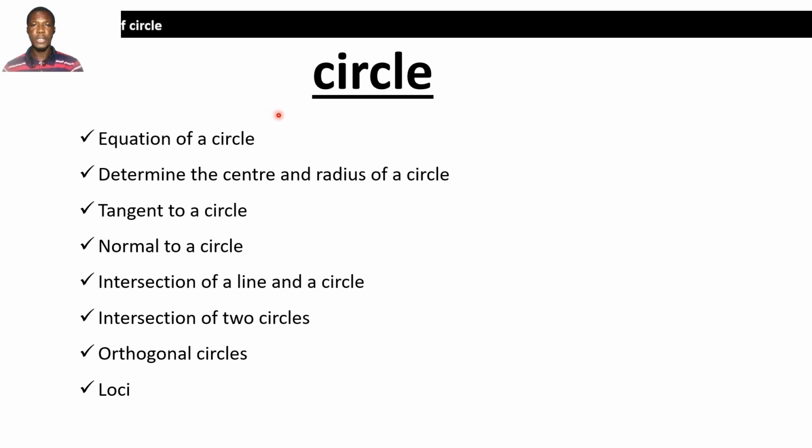In this lesson, we are going to study circle. And in studying circle, we are going to consider equation of a circle. We will determine the center and radius of a circle when its equation is given. We will also look at tangent to a circle, normal to a circle, intersection of a line and a circle, intersection of two circles, and that will lead us to looking at orthogonal circles. And then we will also look at loci.